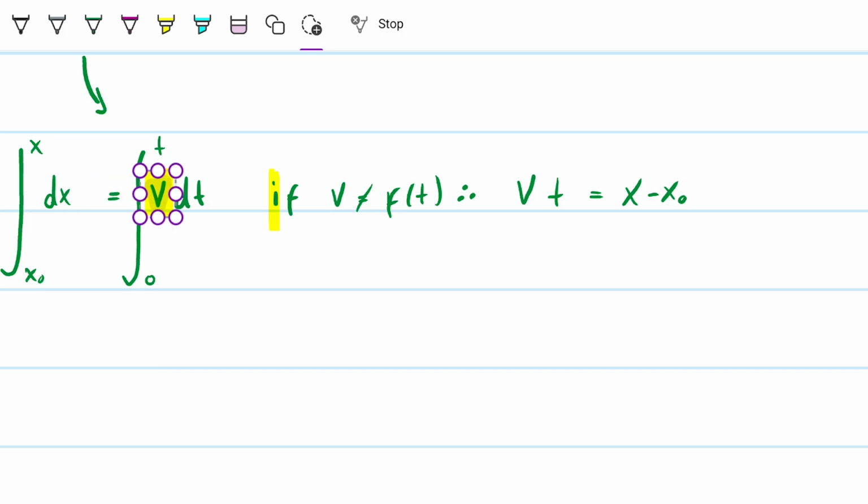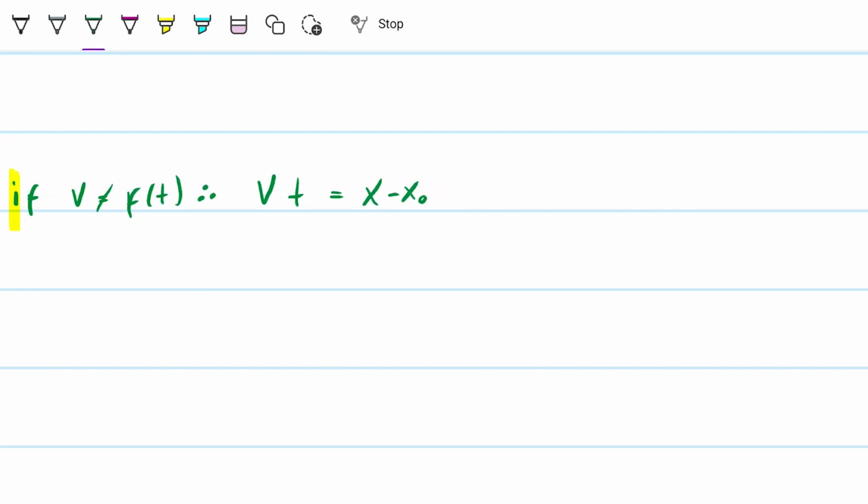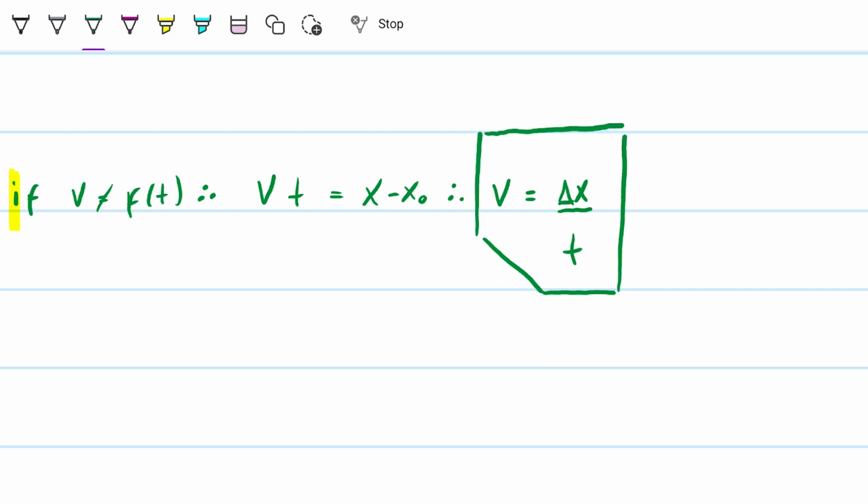Beautiful. If that's the case, then this leads to our very simple equation that says that velocity will just be equal to the change in position divided by time. This is great, and this can be used whenever we don't have the velocity changing with respect to time. Or another way to think of this is you can always use this when there's no acceleration, when the velocity is constant. Simple equation, very straightforward.